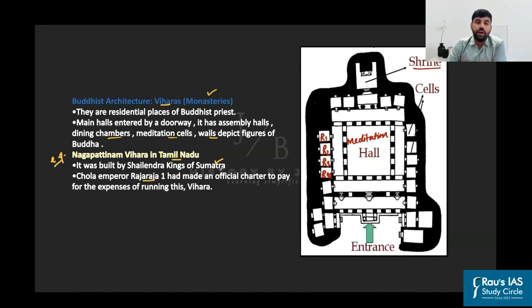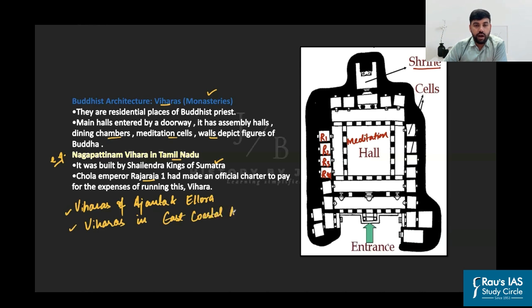All right. Then you have viharas. Another example is the viharas of Ajanta and Ellora, right? And there are many viharas in East Coastal Andhra. In East Coastal Andhra Pradesh, you have numerous viharas which are located.